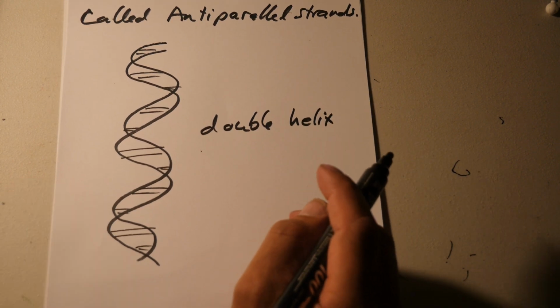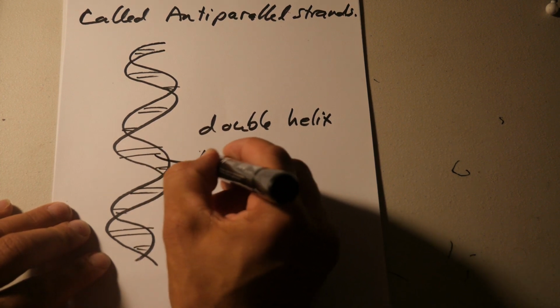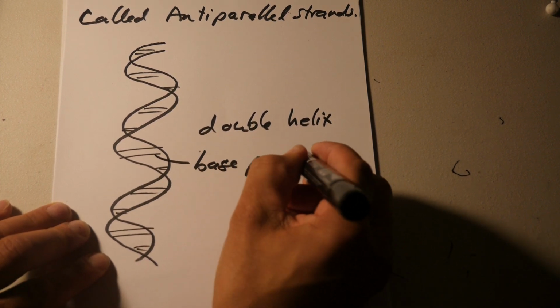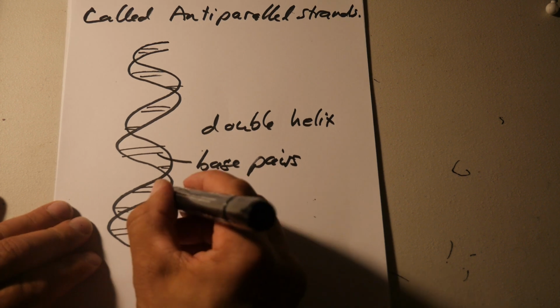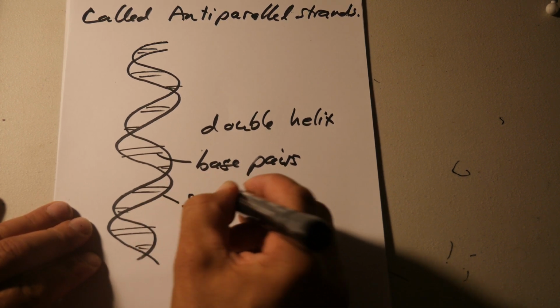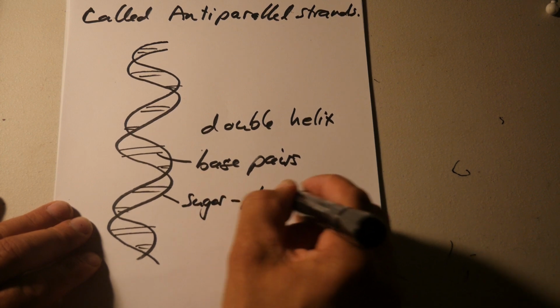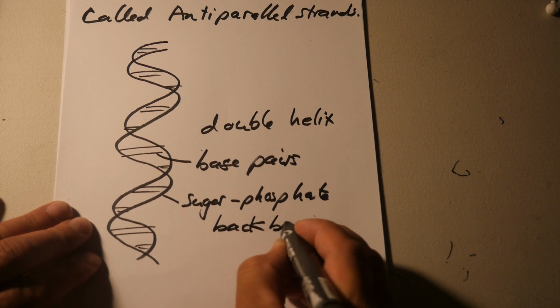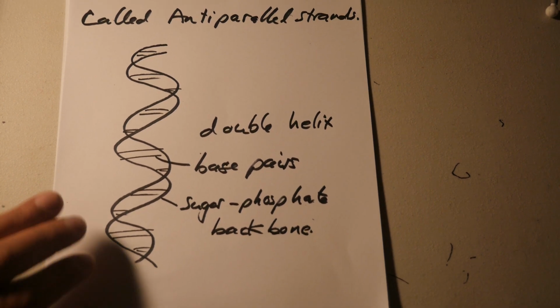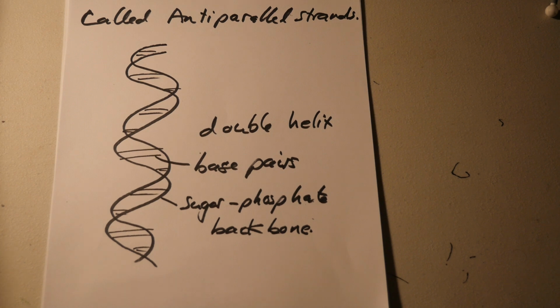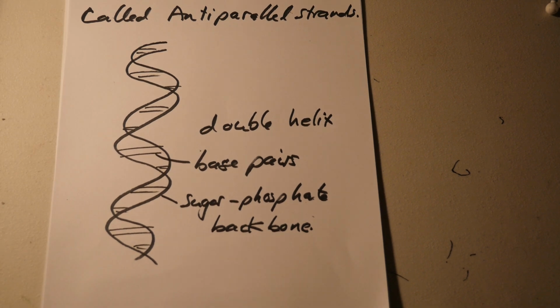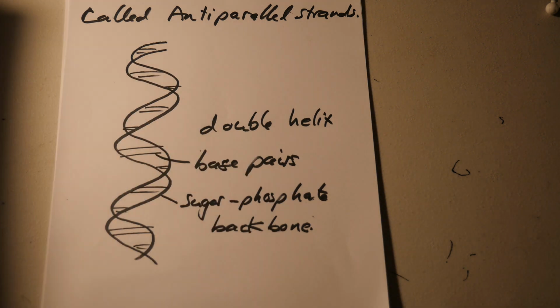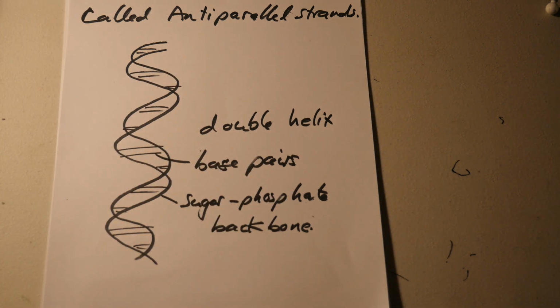Okay, so these are the base pairs, and the sugar phosphate backbone. I don't think you have to know why it's called deoxyribose in this course. It doesn't actually say it, so I'm not going to go into it. It's a shame, but you don't have to know it.